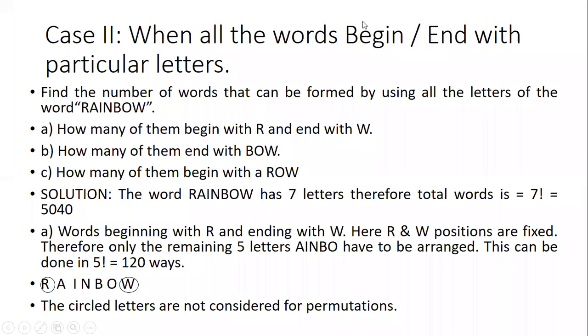When all the words begin or end with a particular letter. In the first case we saw, a word monkey was given, and from that we found the words. Now coming to the next type, it is when all the words begin or end with particular letters. If I say I want words starting with, let's say, D, and I want words ending with S, or ending with U, and I give certain conditions like this, then they come under this category. So, let us see how to solve such problems.